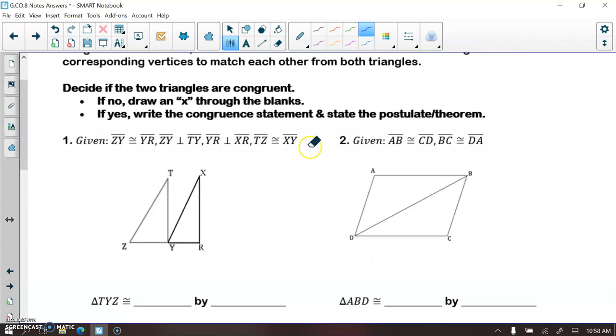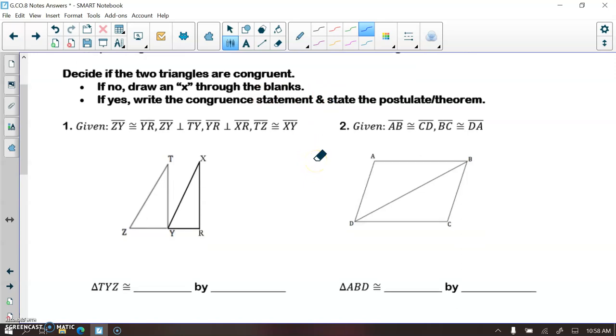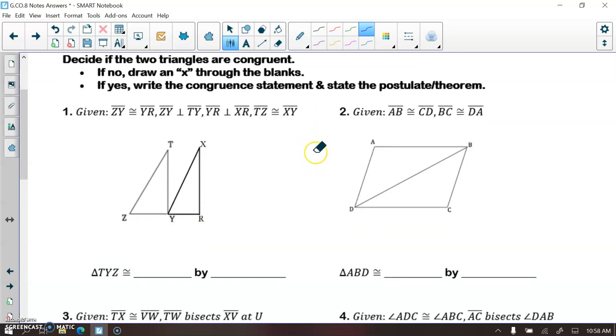So for this new set of problems, it says decide if the two triangles are congruent. If no, we're going to draw an X through the blanks. If yes, we're going to write the congruence statement and state the postulate and theorem that shows that these two triangles are congruent. All right, so we are given some information for number 1. We have ZY congruent to YR.